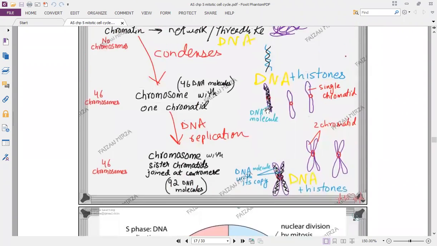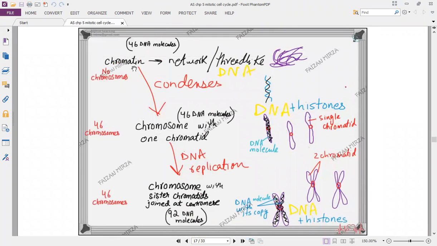If we discuss how chromatin changes into chromosomes, this is chromatin, not chromosome. This was just a granular structure. It still had 46 DNA molecules. It condenses to form a chromosome with one chromatid. Again, 46 DNA molecules are there, but the appearance changes because of being wrapped around histone proteins.